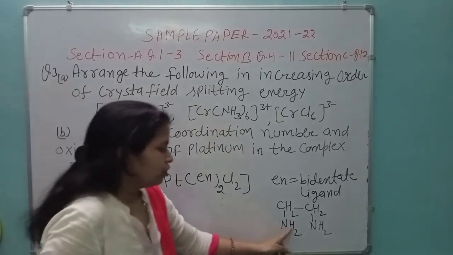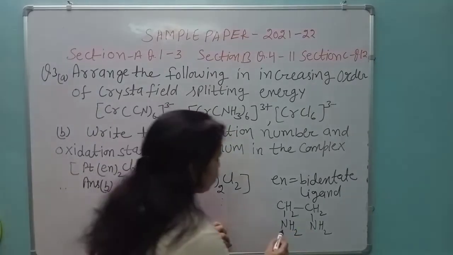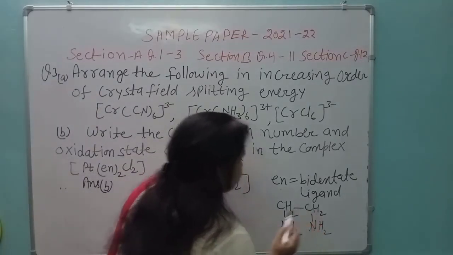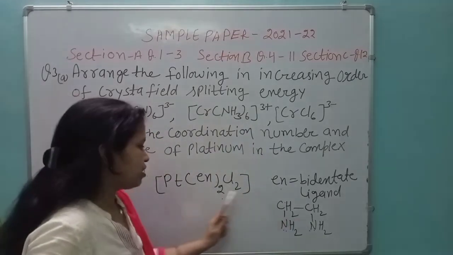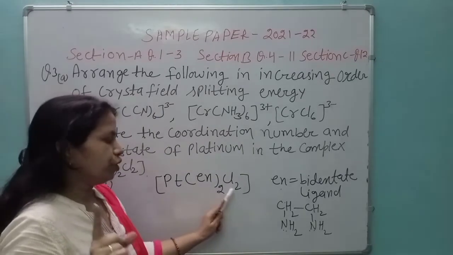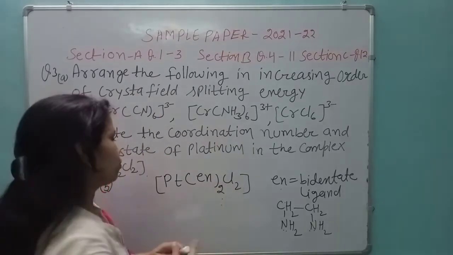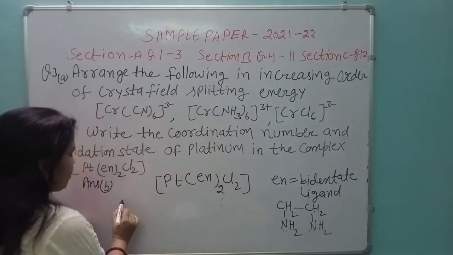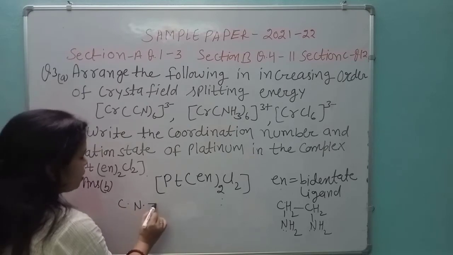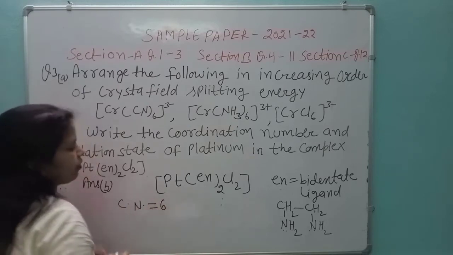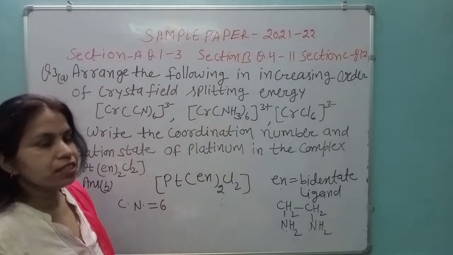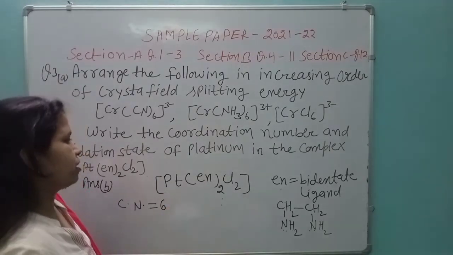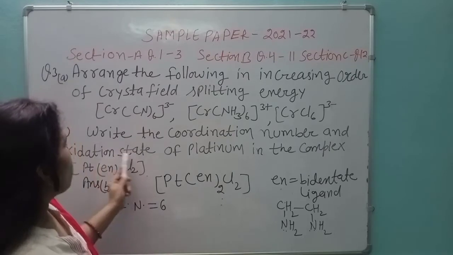There are two sites, each with a lone pair, so it is a bidentate ligand. Bidentate means there are already two. 2 into 2 is 4, and there are 2 more. So what is the coordination number, beta? Coordination number is 6. 6 is an octahedral complex.